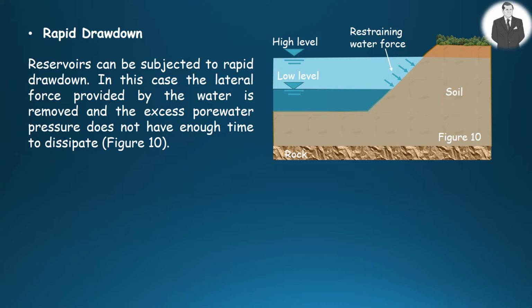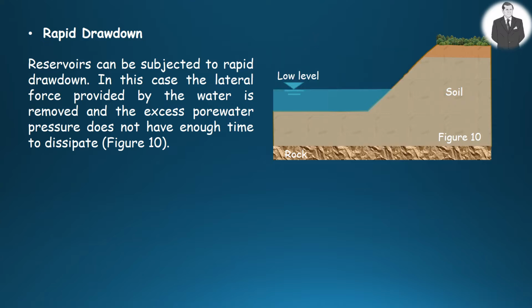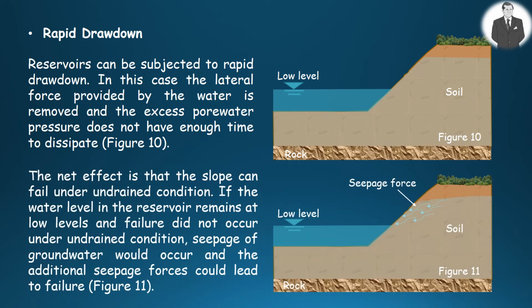Reservoirs may be subjected to rapid drawdown. In this case, the lateral force provided by the water is lifted, and the excess pore pressure does not have sufficient time to dissipate. As a result, the slope can fail under undrained condition. If the water level in the reservoir stays at low levels and failure did not take place under undrained condition, seepage of groundwater would set up, and the additional seepage forces could bring about failure.